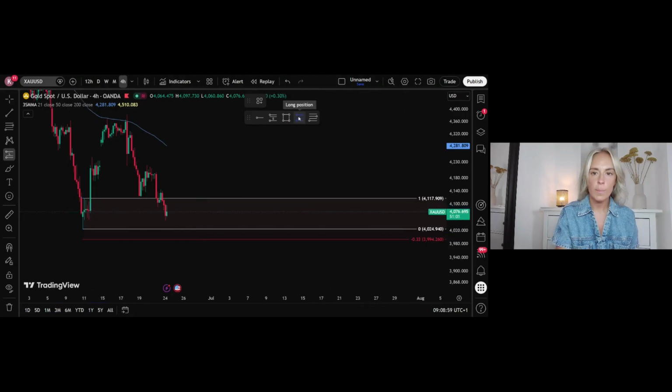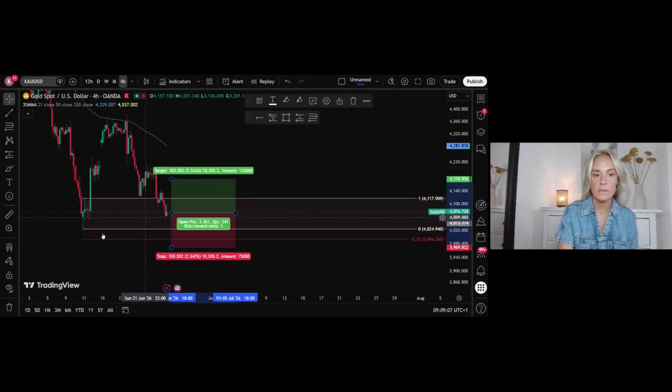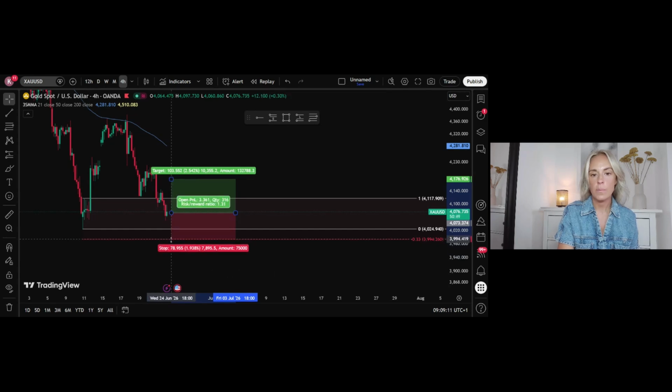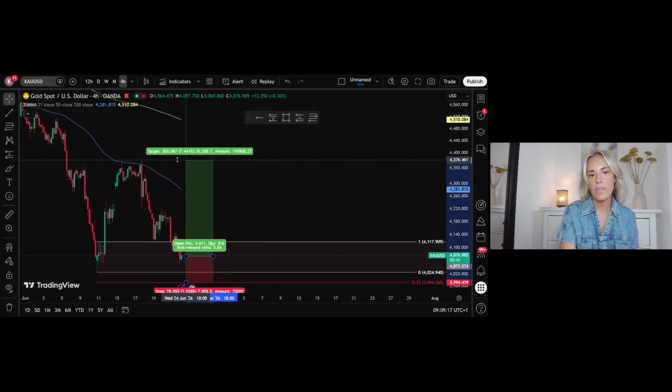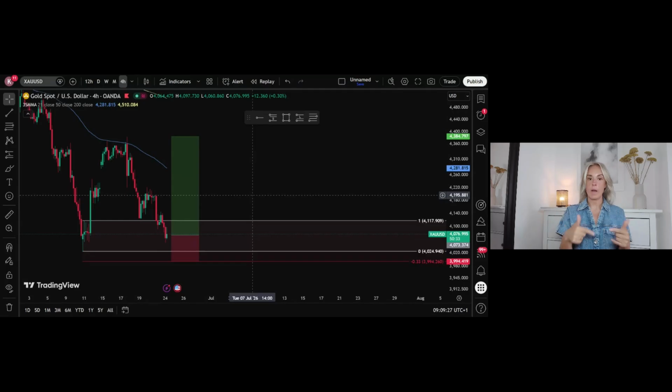I'm going to get my long positioning tool. I would have entered on this. I would already be in this. If this was a trade, I'd already be in it now because it would have triggered my entry. I move the stop loss to the red line, just eating it up a bit. And then I would target this lower high here. I believe this is a bearish market. This would be a reversal trade.